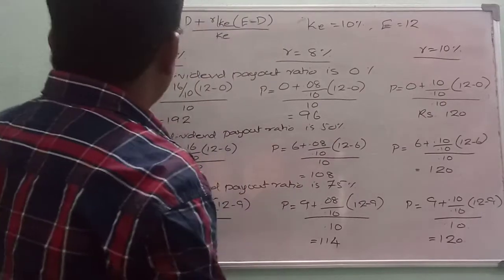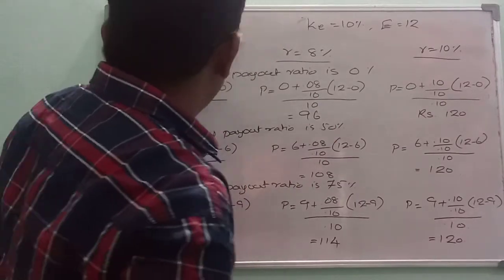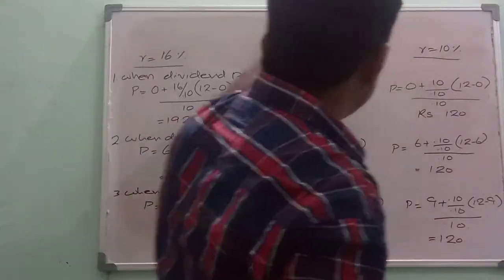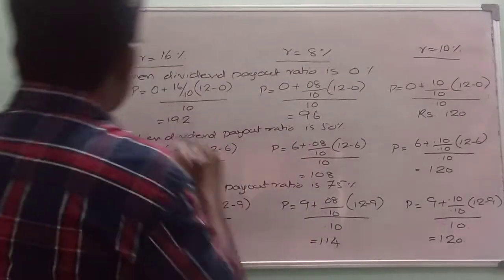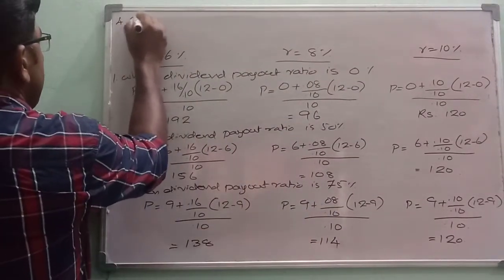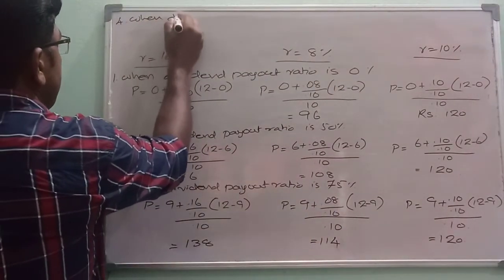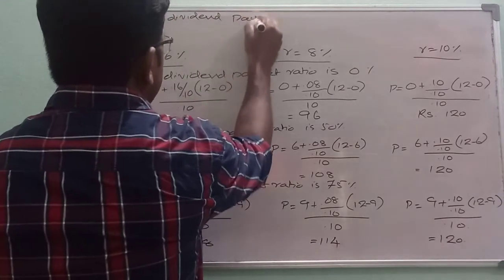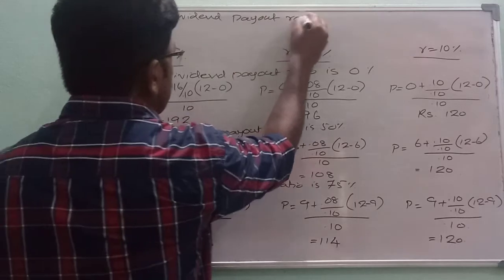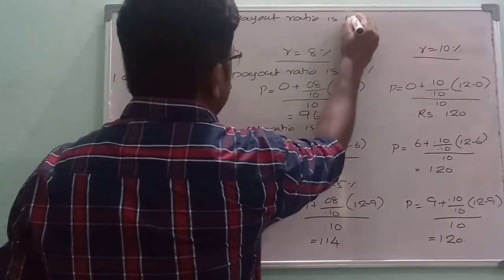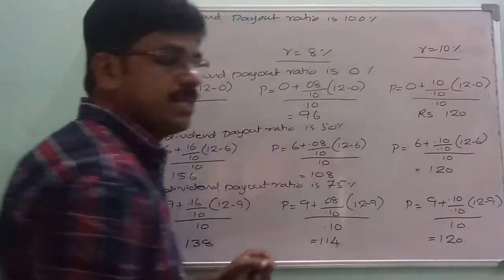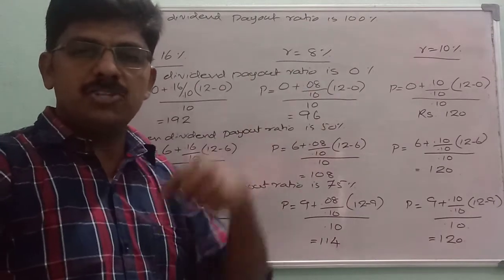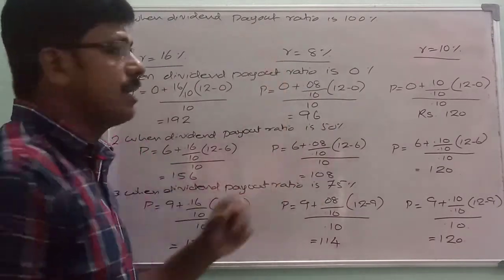Okay, and fourth case number 4. When dividend payout ratio is 100%, payout ratio means 12 rupees is earned, and 12 rupees is declared.